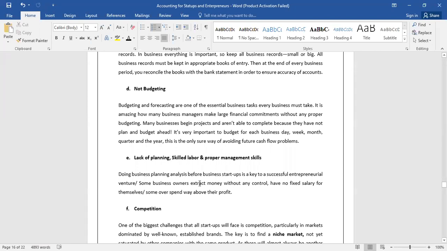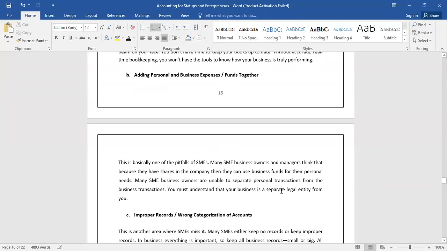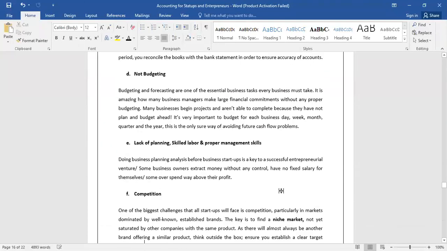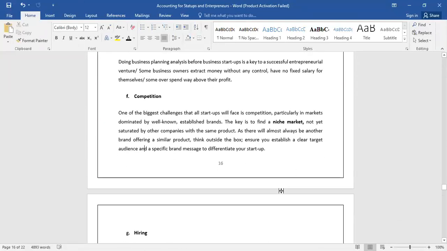Now let's look at the sixth. We are looking at 7 challenges. We're looking at the sixth challenge. The sixth challenge has to do with competition. All right, competition. Let's see how this relates to accounting or finance, because we're actually dealing with accounting. So let's see how competition as a challenge can affect us.